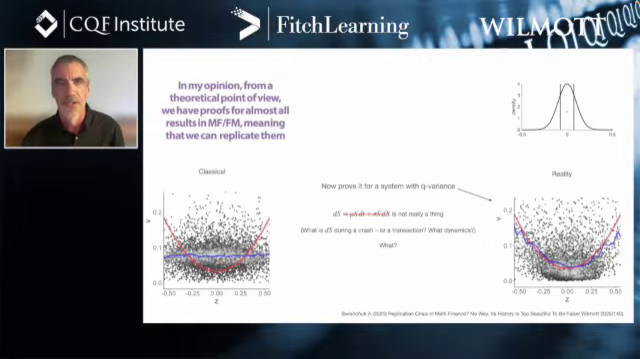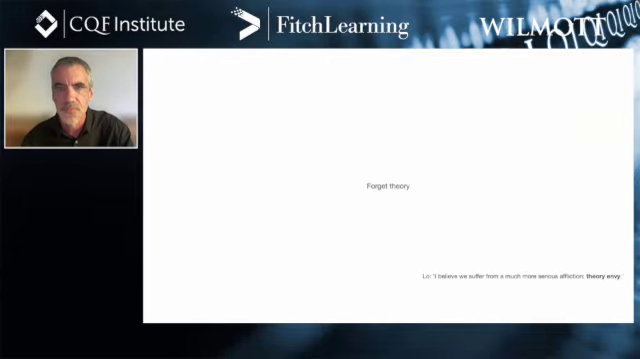In the current issue of Wilmott, maybe slightly tongue-in-cheek, but from a theoretical point of view, we have proofs for almost all results in mathematical finance, meaning that we can replicate them. And that's true in that classical world, the world of the classical random walk. But now try proving it for a system with Q-Variance. This doesn't really seem to work. And dS here is not even really a thing. I mean, what is dS during a crash or even just a transaction? What dynamics are there? And so on.